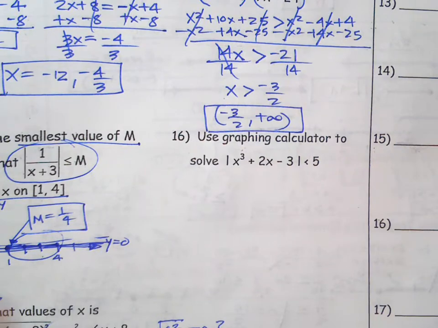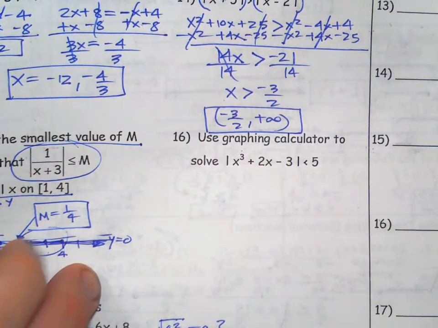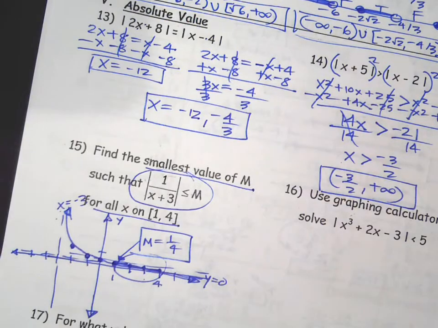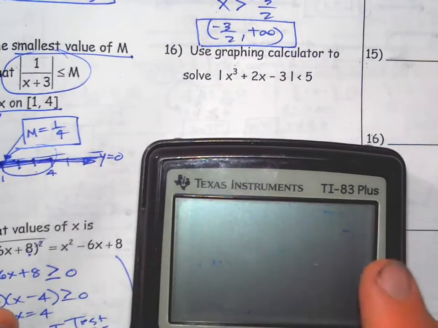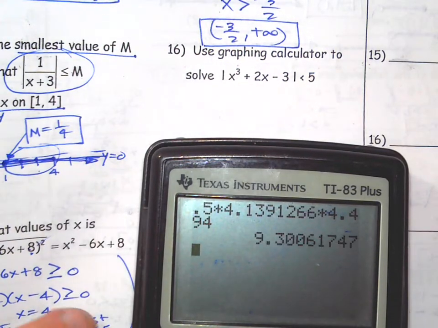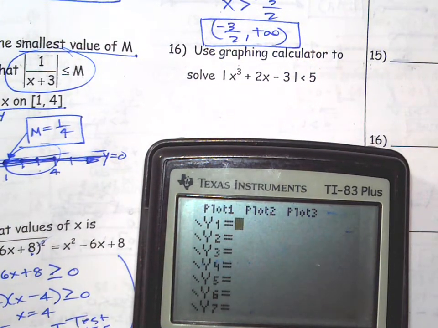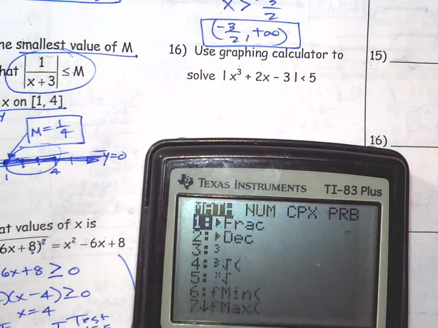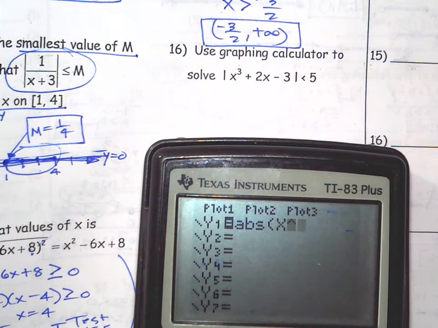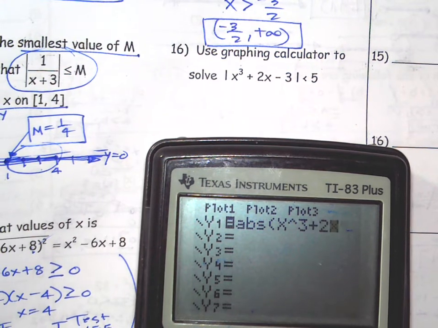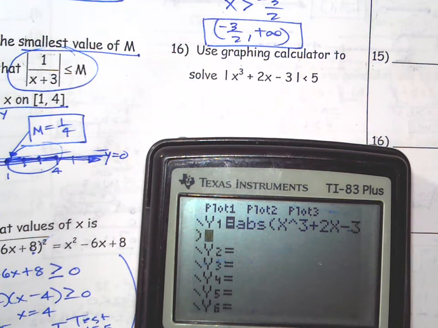There's two ways we could do this. We could graph two graphs, which in this problem is simple enough, but on many other problems it's not. So I usually just don't take that approach, but we could go to y and say, okay, math, num, absolute, x to the third plus 2x minus 3, close the parentheses. And then we could graph y equals 5 separately.